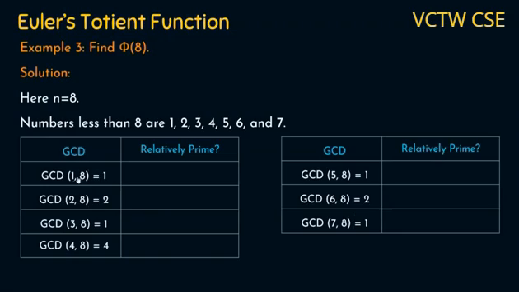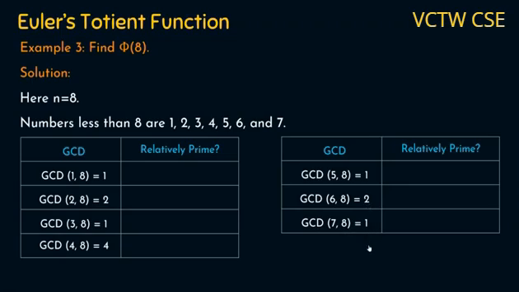Now in this case, if you see here, GCD of 1, 8, 1 is the answer, right? Whereas here GCD of 2, 8, 2 is the answer. GCD of 3, 8, 1 is the answer. GCD of 4, 8, we have 4 as the answer. When we compute GCD of 5, 8, we get 1 as the GCD. When we compute GCD of 6, 8, we get 2. When we compute GCD of 7, 8, we get 1 as the result.